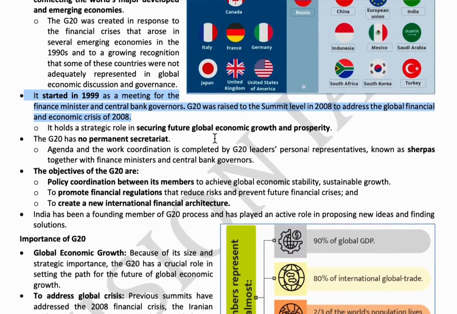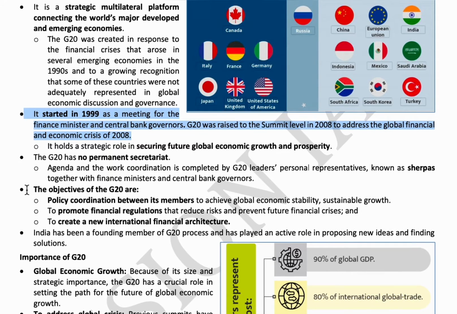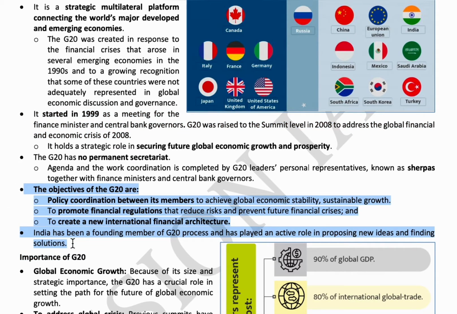So its objectives and aims are fulfilled by Sherpas. Okay, Sherpas here means the personal representatives of G20 leaders and the central bank governors. So the Sherpas work in coordination to fulfill the objectives of G20.